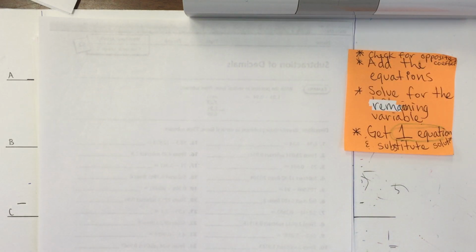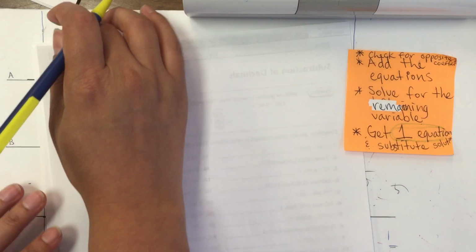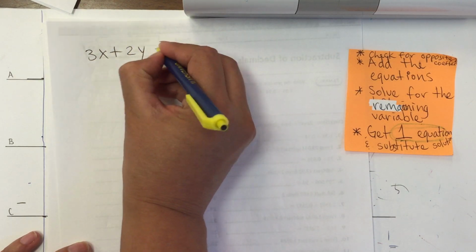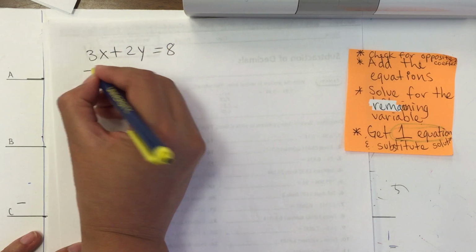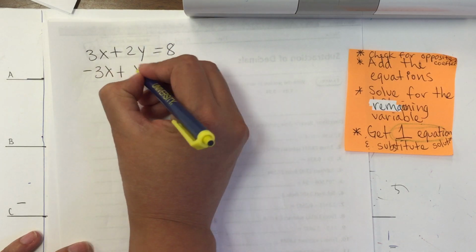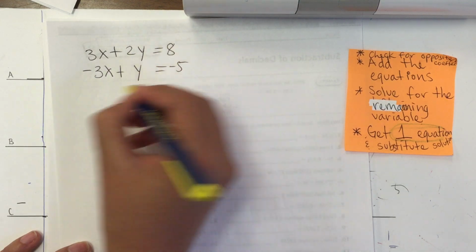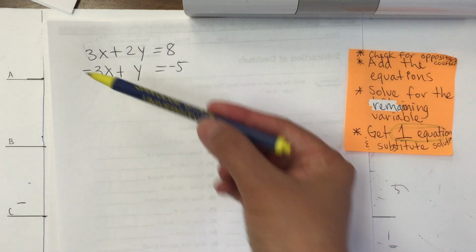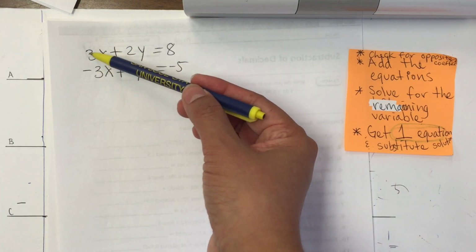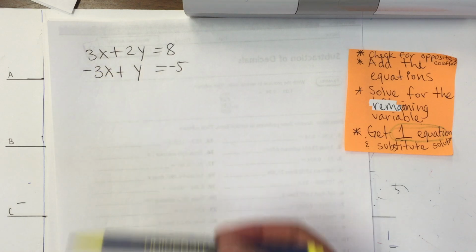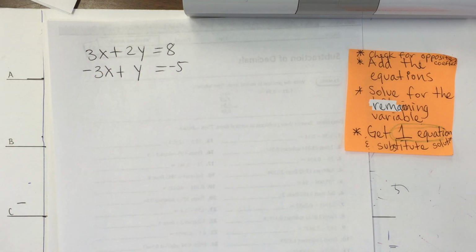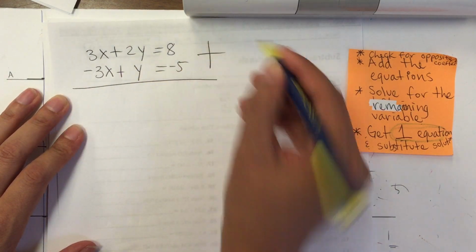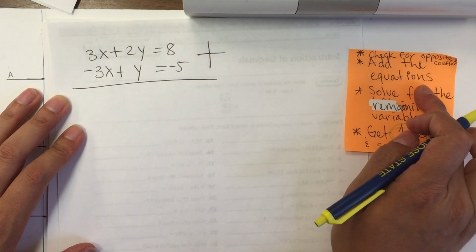And now we have 3x plus 2y equals 8, and negative 3x plus y equals negative 5. Again, we check for opposite coefficients. So I check the coefficients of x, and I have a positive 3 and a negative 3. So yes, I can immediately see that that's ready to be canceled. So I'm ready to add the equations.